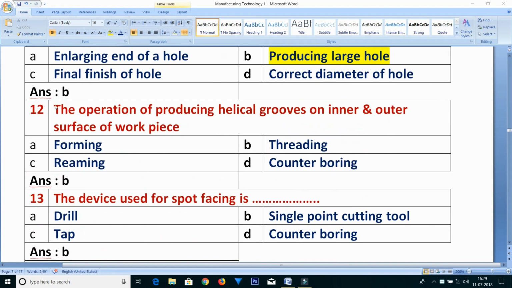Next, we'll move on to the 12th question. The operation of producing helical grooves on the inner and outer surface of the workpiece is called option A, forming, option B, threading, option C, reaming, and option D, counterboring. The right option is option B, threading.